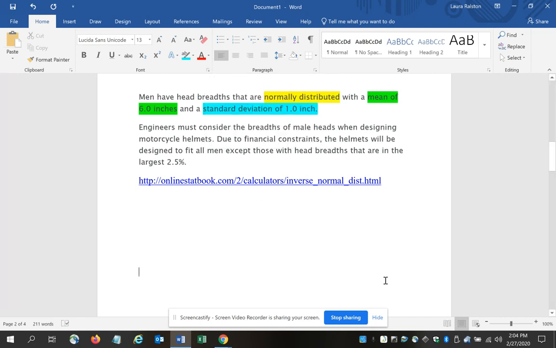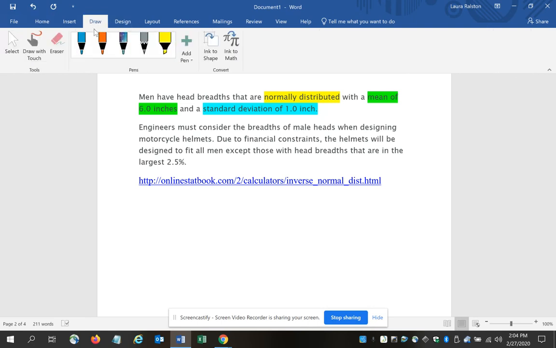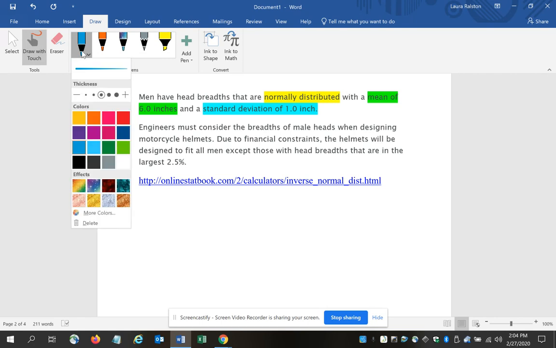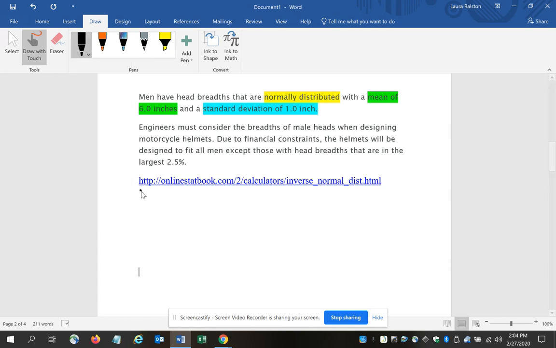You have to know that your variable is normally distributed, and the way we write that in shorthand, so I can keep all of my information together, is we say that X, which is our variable, approximates a normal distribution with a mean of 6 inches and a standard deviation of 1 inch. It's always in that format. X approximates the normal with a certain mean value and then a specific standard deviation value.